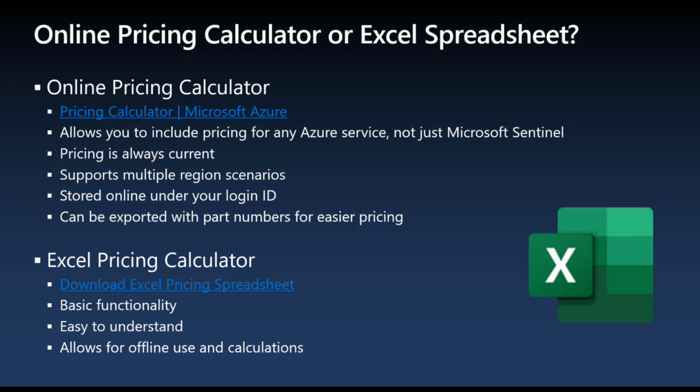If all you're trying to do is give a customer a kind of ballpark estimate of what Sentinel is going to cost, I would use the Excel pricing calculator because it's very easy to use, and it takes very little time to get you to the point of having a number available for them.